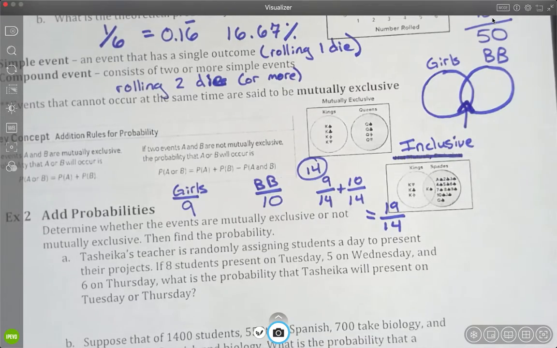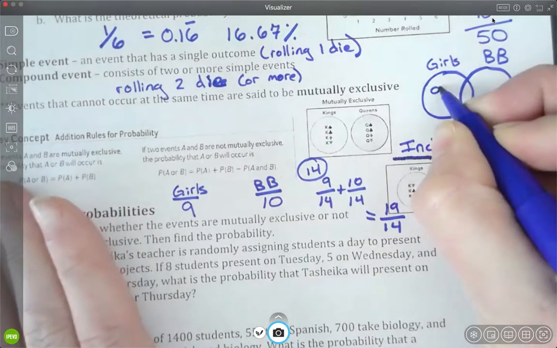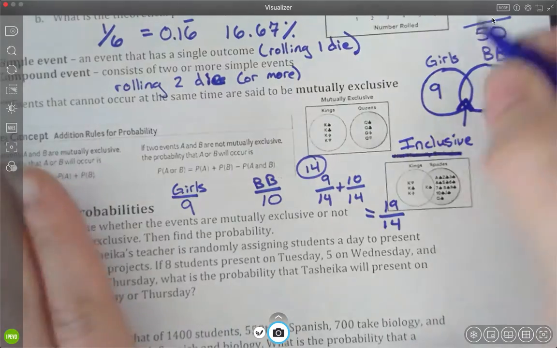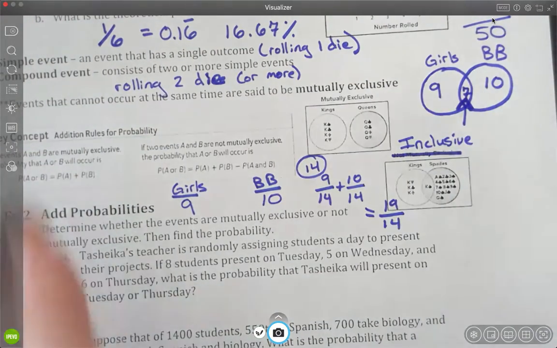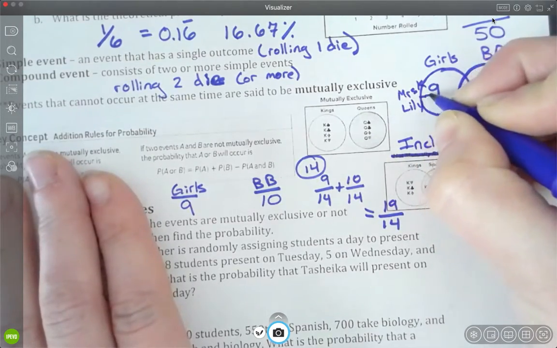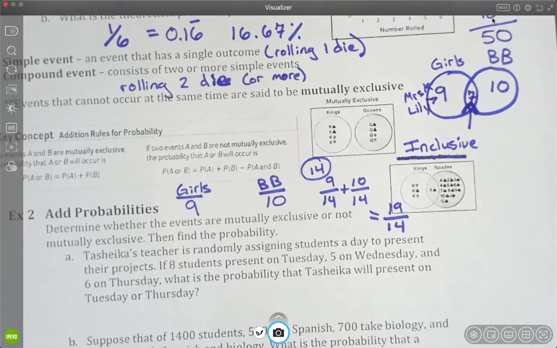So girls, there are 9. Basketball players, there are 10. If you are both a girl and a basketball player, raise your hand. There are 1, 2, 3, 4, 5, 6, 7. 7 live inside of here, okay? So Mrs. K and Lily are the only ones in here that are not in the middle, right? So 2 of us are just over here and 7 are in here. That makes up all of mine. So here is the problem. This is where we went wrong, okay?